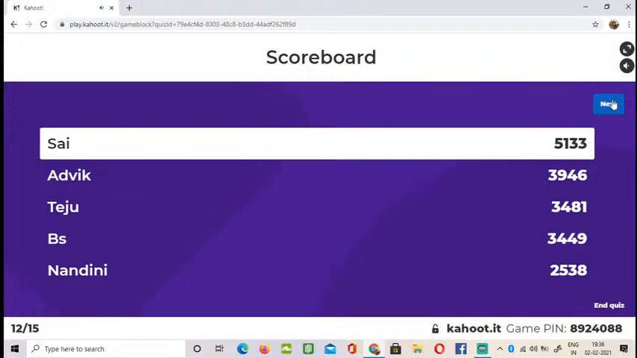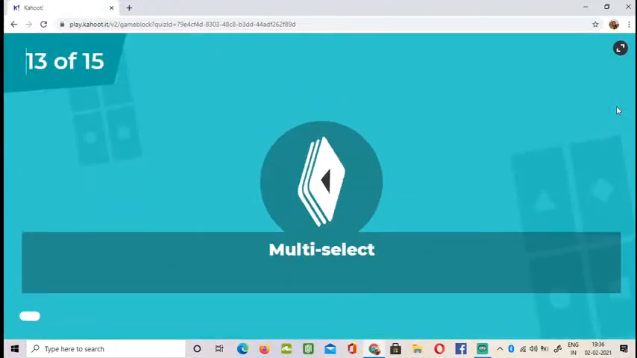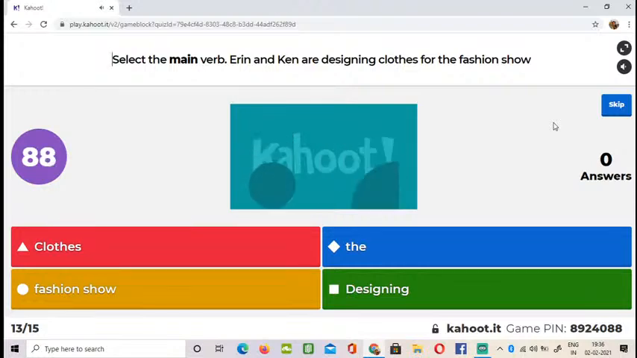There is no change in the scoreboard. So now let's see the next question. Select the main verb. You should select the main verb now.